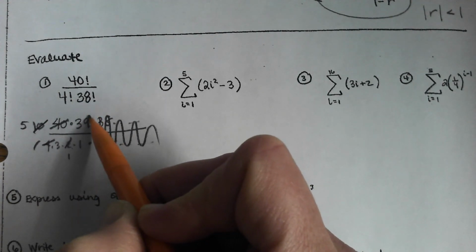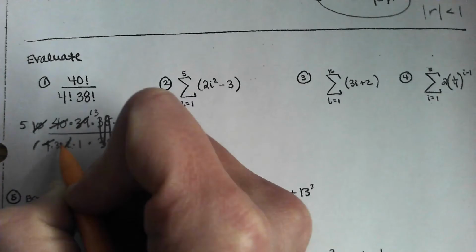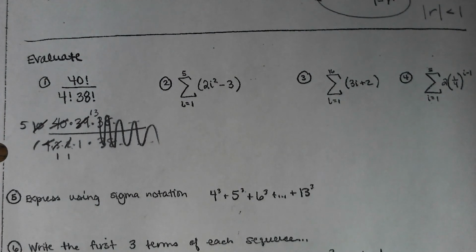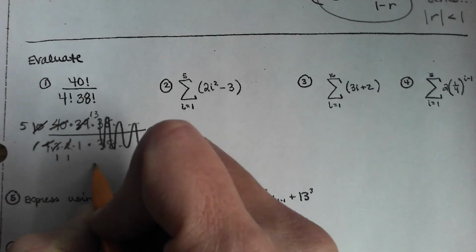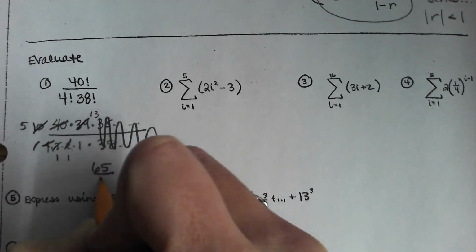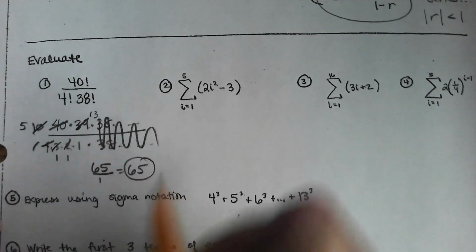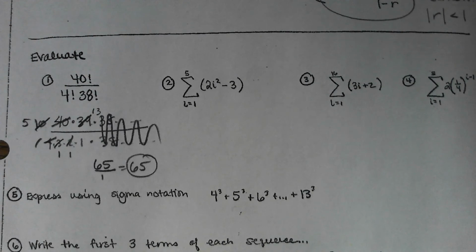Is that right? 13 and 1. This is just how I'm going to crunch this without a calculator. So 5 times 13 is 65 over 1. So that ends up being just 65. So just understand what a factorial does and how to make calculations that seem like they'd be humongous, but they actually chop down kind of nicely.